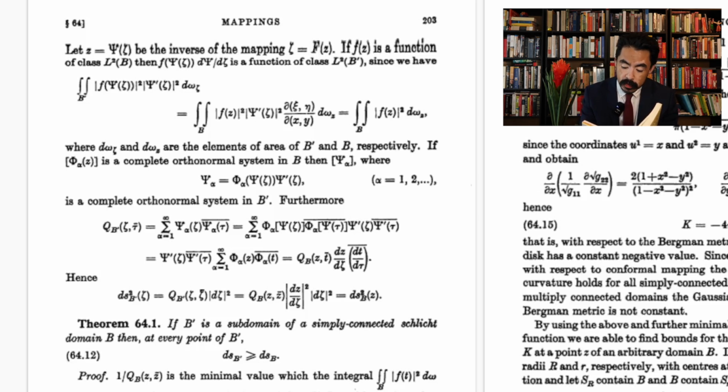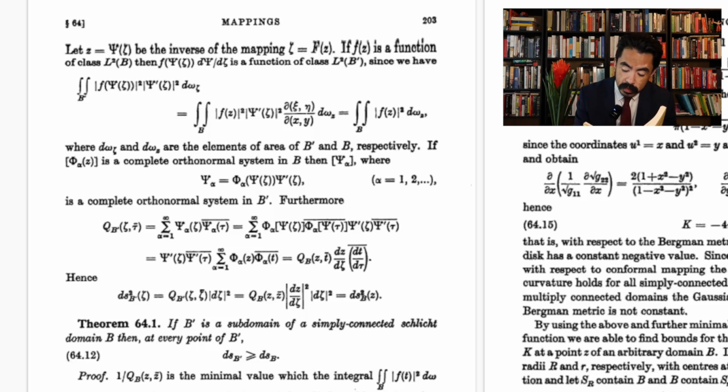which is equal to capital psi prime of zeta, times the conjugate of capital psi prime of tau, times the sum on the index alpha from 1 to infinity of capital phi sub alpha of z, times the conjugate of capital phi sub alpha of t, which is equal to capital Q sub b of z and the conjugate of t times dz d zeta times the conjugate of dt d tau.